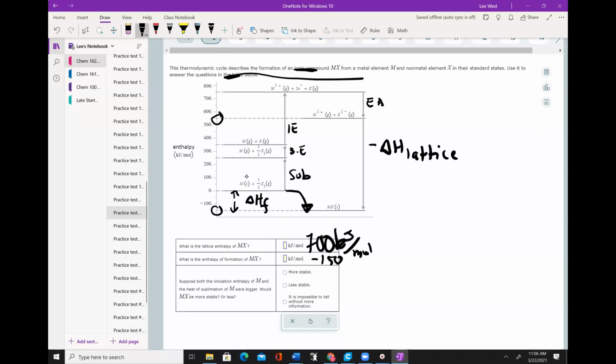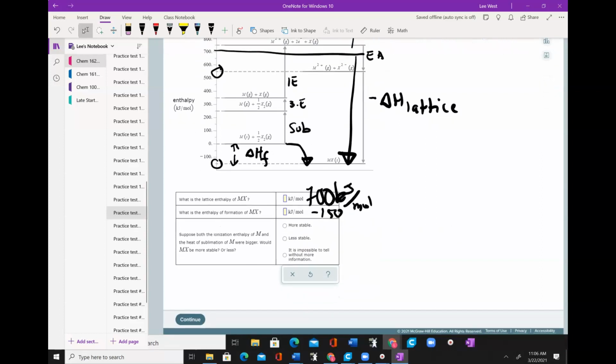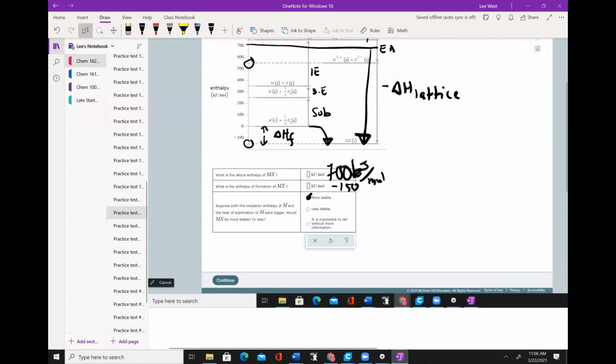Then the electron affinity would be the same, but that would lead to a bigger difference between the end of the electron affinity and the formation of the ionic compound. So the lattice enthalpy would be bigger, right? So it would be more stable, because the lattice enthalpy is a measure of how stable your ionic compound is.